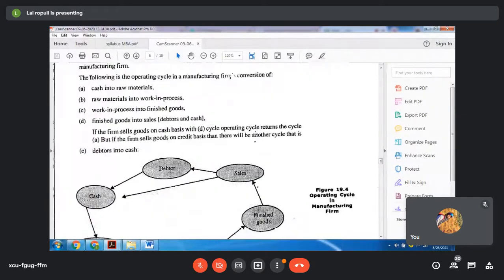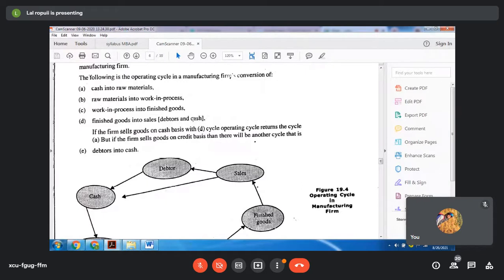Taking the example of the firm, first is the conversion of cash into raw materials, meaning we have capital, then we buy raw materials in the case of a manufacturing firm. Then raw materials into work in process. Then C, work in process into finished goods. Then D, finished goods into sales.